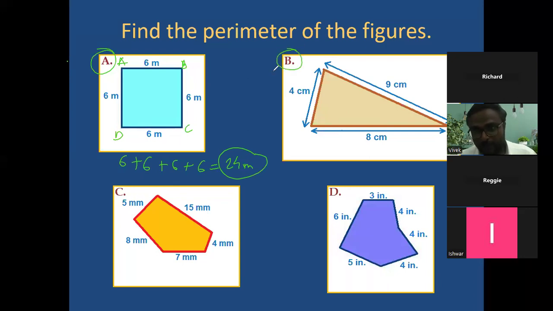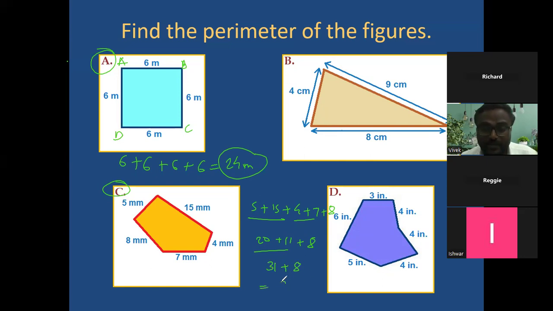Now I'm going to solve for shape B as well. Or let me do one thing. I'll keep the B one for you. I'll solve the C one. Perimeter is nothing but adding all the dimensions that you can see on the screen. So 5 plus 15 plus 4 plus 7 plus 8. 5 plus 15 is 20. 4 plus 7 is 11. So 20 plus 11 is 31, plus 8 is equal to 39 millimeters.